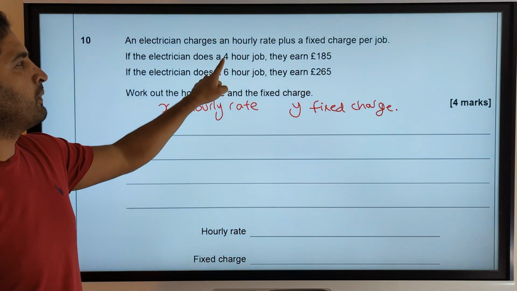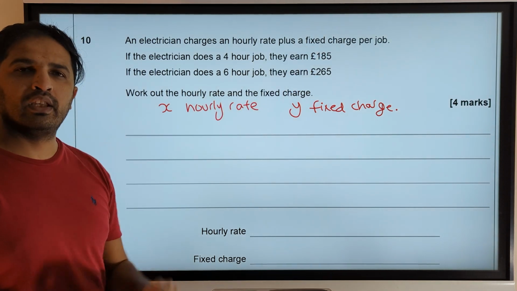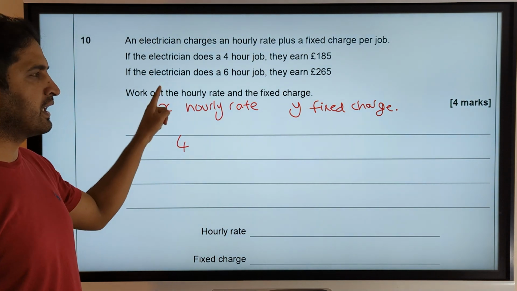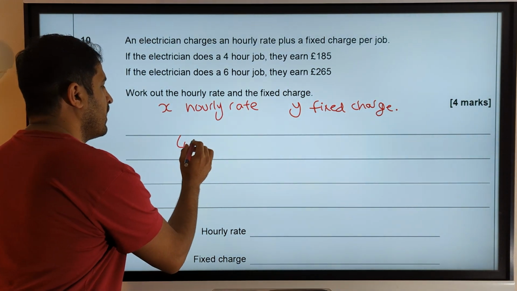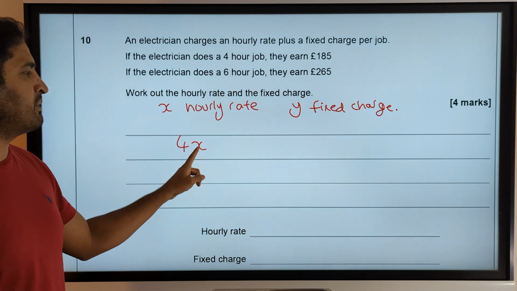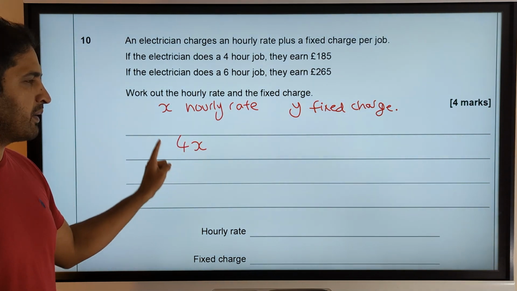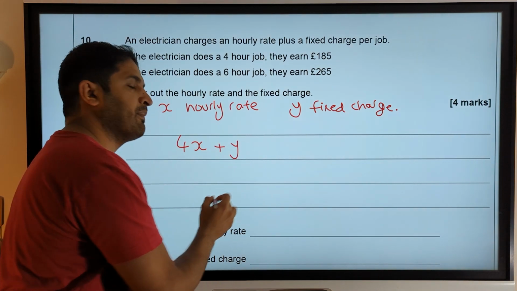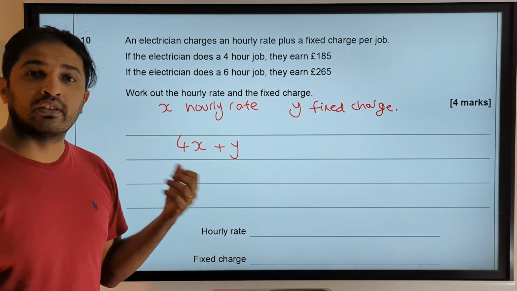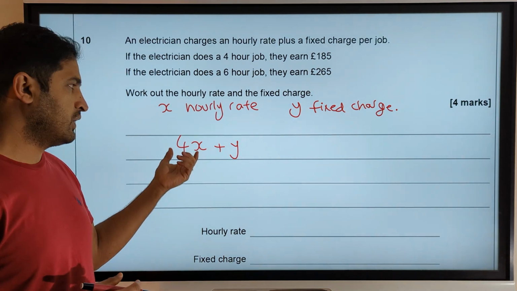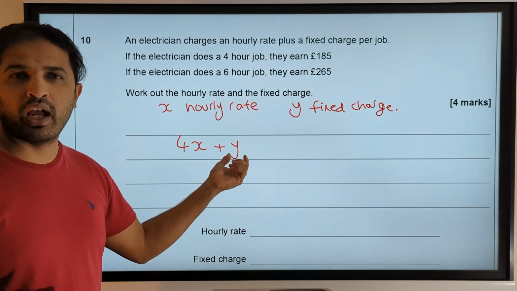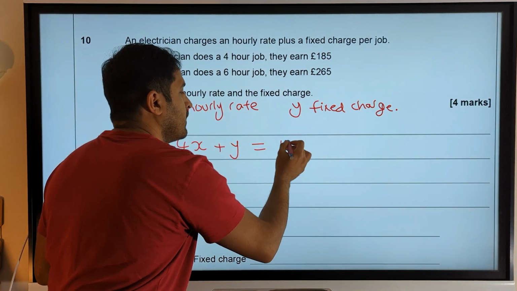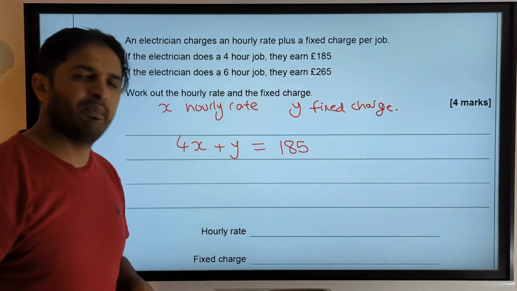Okay, so first one, we do a 4-hour job and earn 185. So a 4-hour job means you have to work, and for every hour you're charging X amount of money. So for a 4-hour job, they get 4 times X. Plus, we need to pay that person Y, which is the fixed charge, the call out charge in other words. They could get £10 and then charge £50 for call out, but we know that's not going to be the case because we know we have to pay them £185.